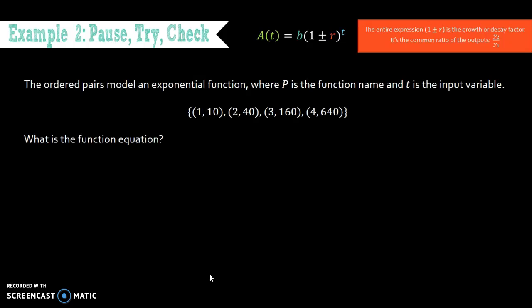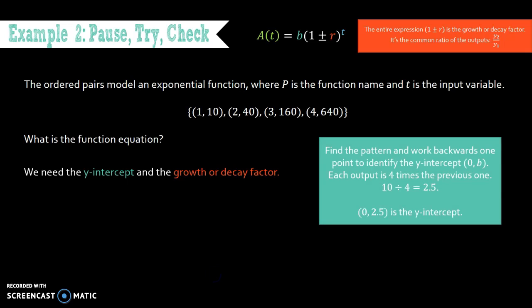Pause and try this one. The ordered pairs model an exponential function where p is the function name and t is the input variable. What is the function equation? You need to go find your y-intercept and the growth or decay factor for this set of points. The first thing we can do is start to find whatever pattern we have going on between our points.